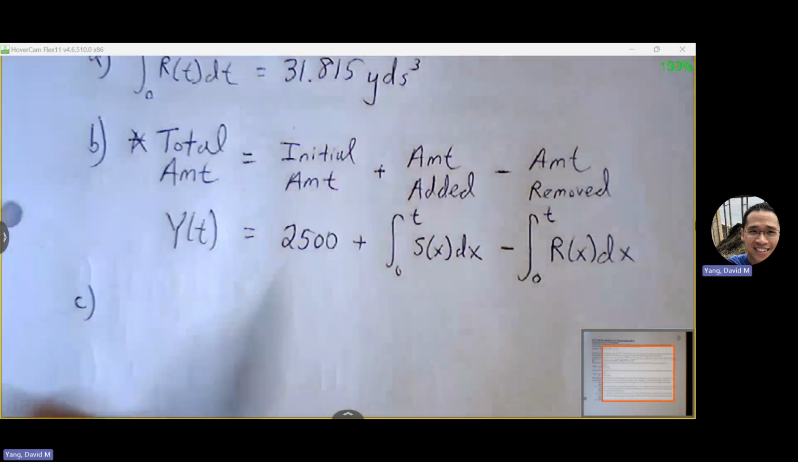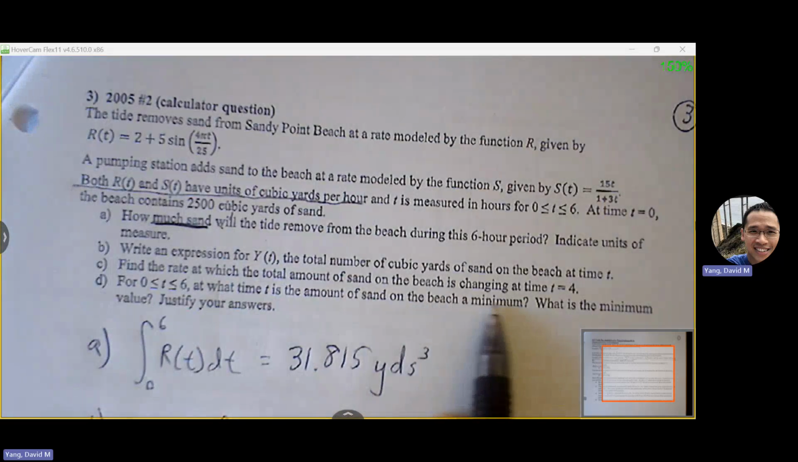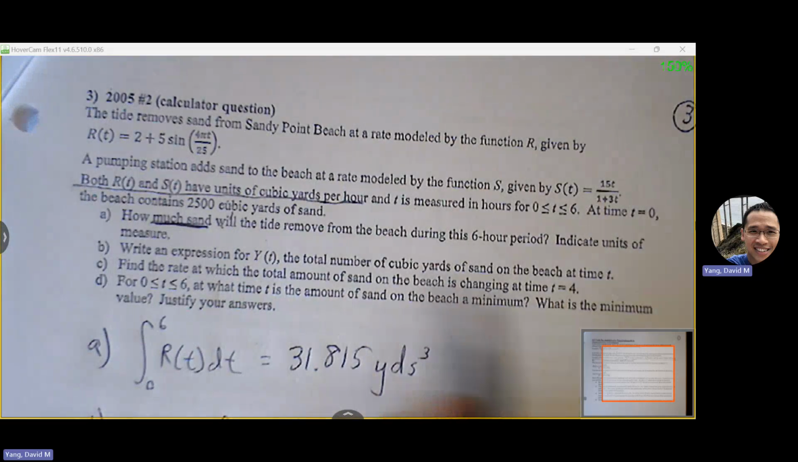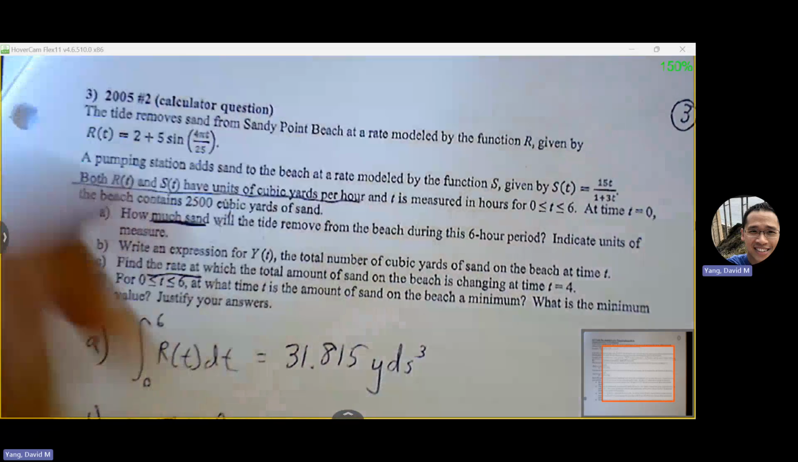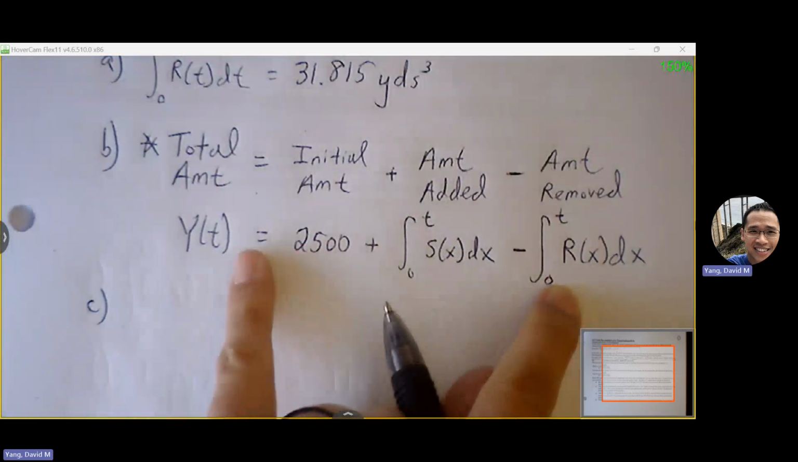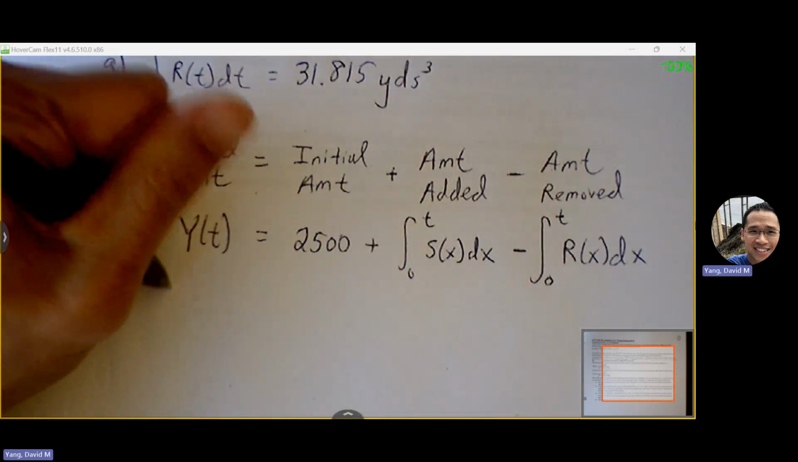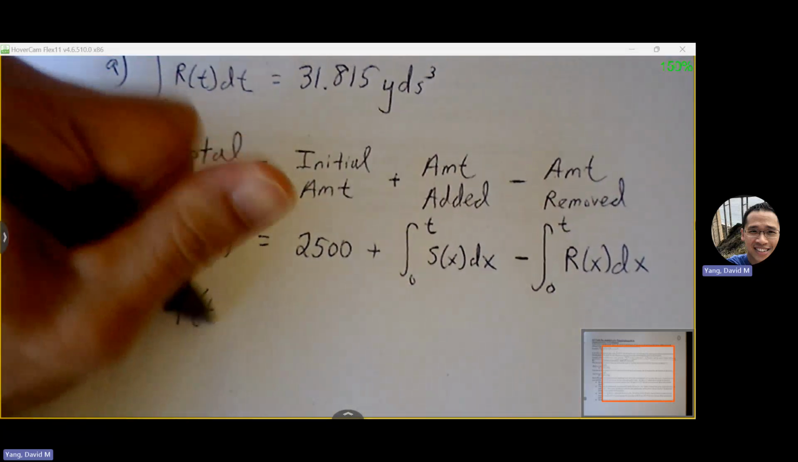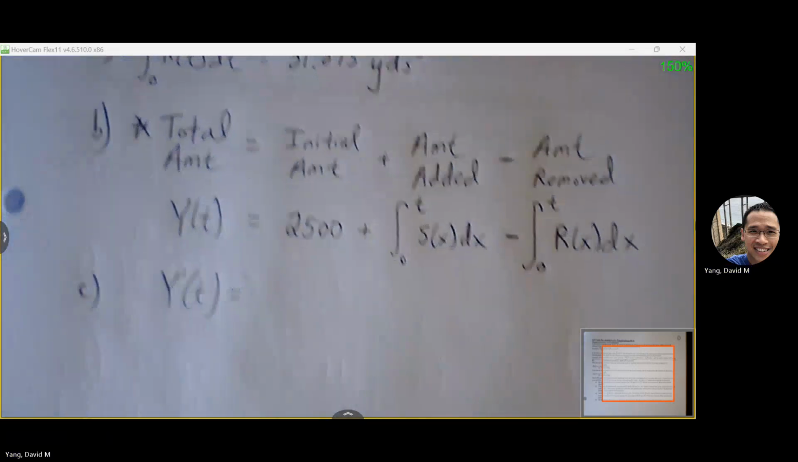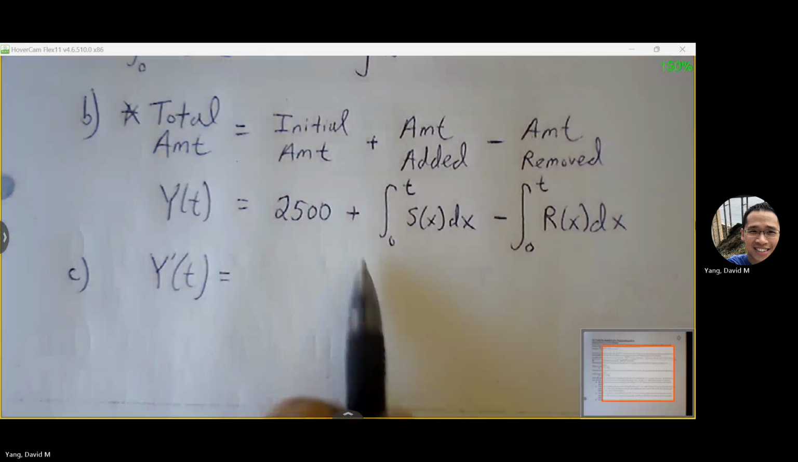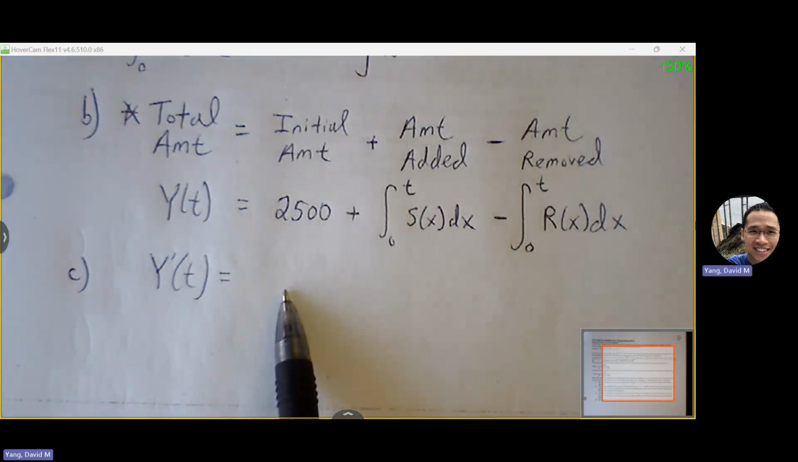Part C says, find the rate at which the total amount of sand on the beach is changing at t equals 4. So we want to get down to the rate. We have a function level, so now let's find the derivative of this function. So we're going to find y prime first. Y prime is equal to, right? What's 2,500 going to turn into? What's the derivative there? 0.